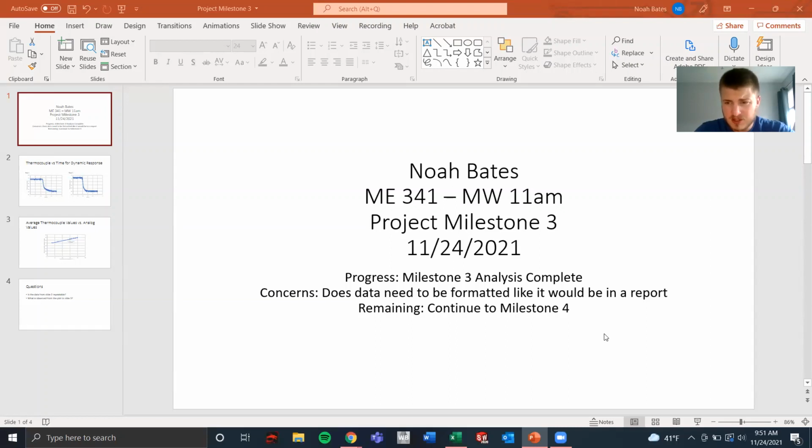Concerns: really my only concern is, does the data in the Excel sheet need to be formatted like it would be in a report? Just because there's so much data in there, it's a little messy. And what's next? Continue to milestone 4.